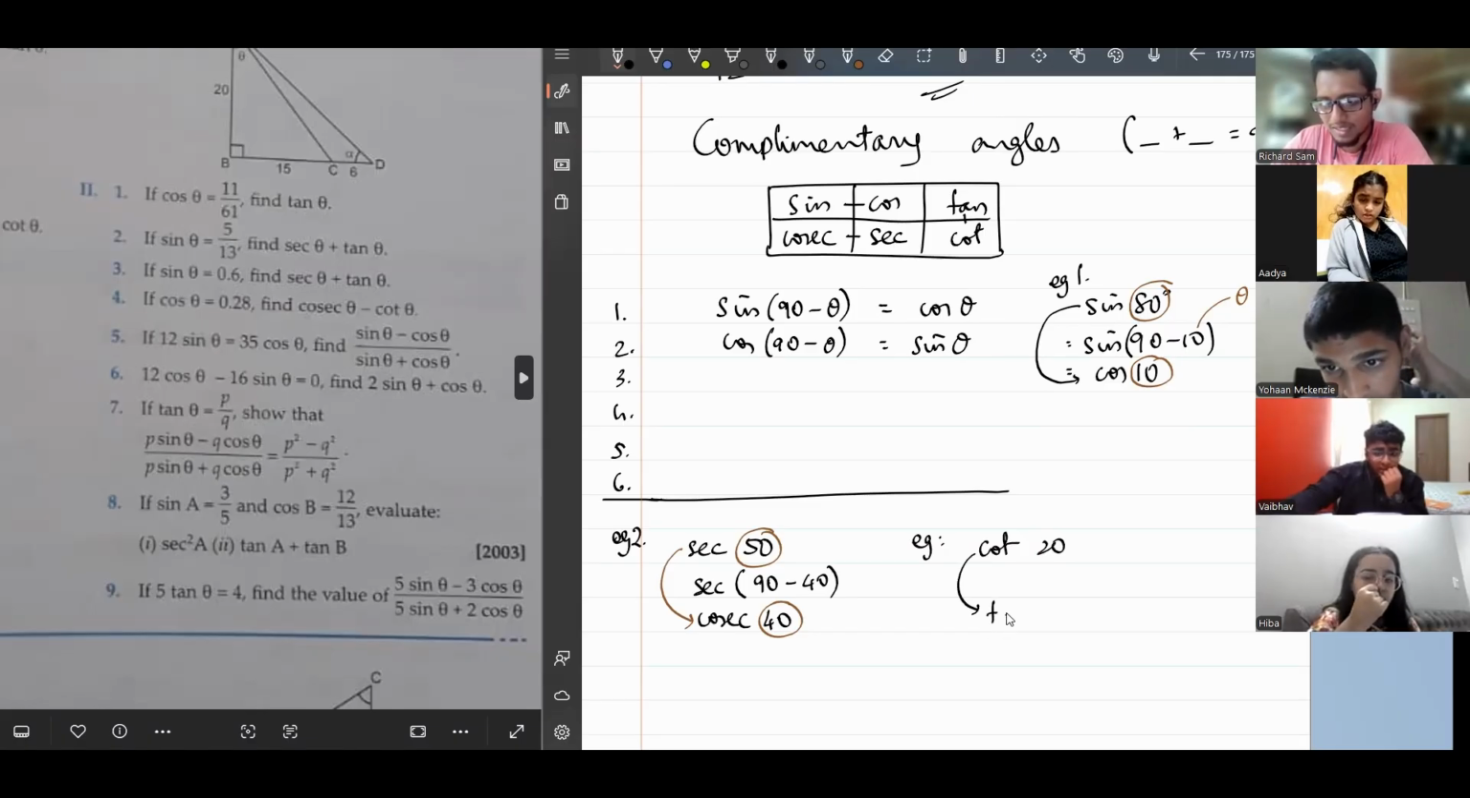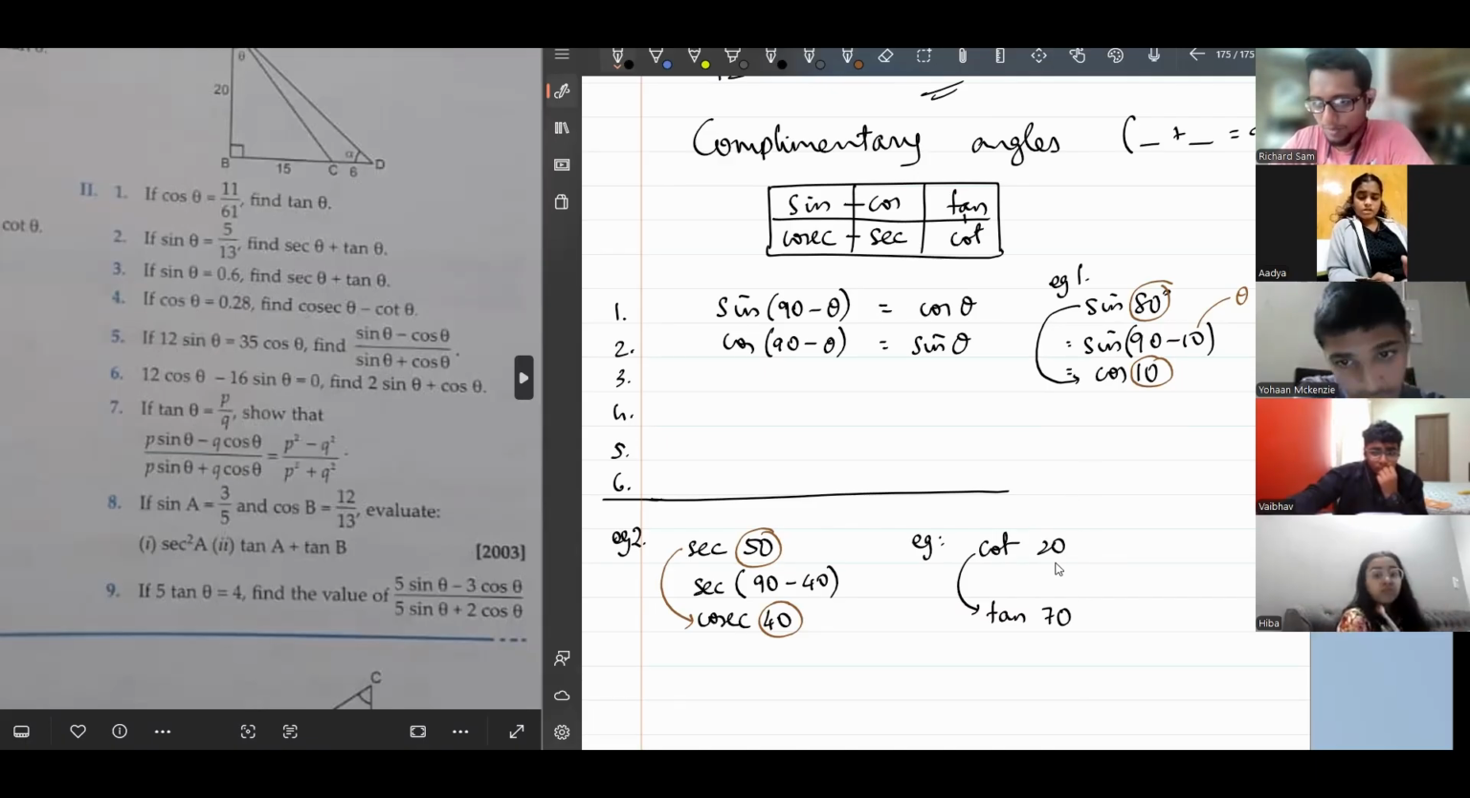Tan 70. Yes, cot turns into tan and 20 and the number should add up to 90. So that is 70. Did you understand that? Adya, is that clear? Cot changes into tan and the 20 changes into 70 because when you add 20 and 70, you get 90.